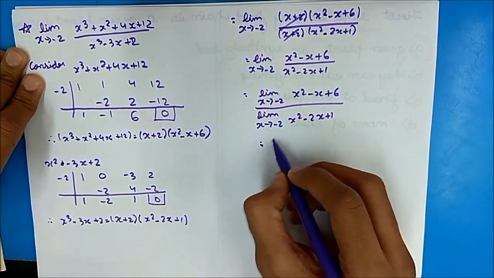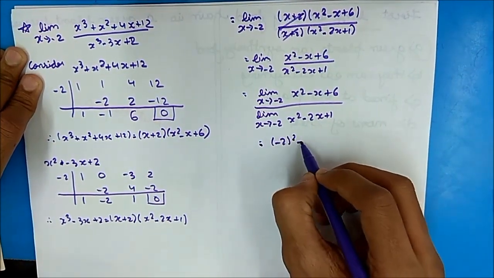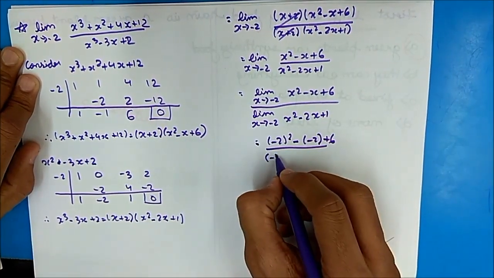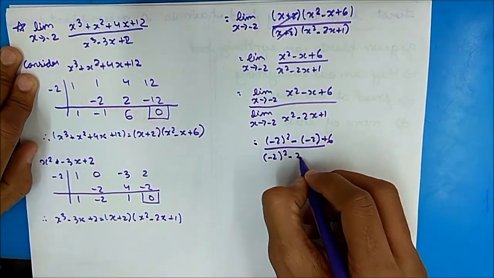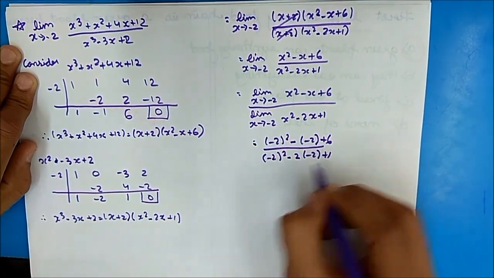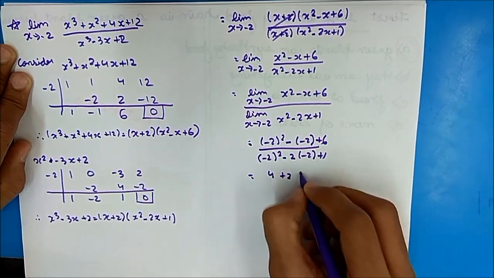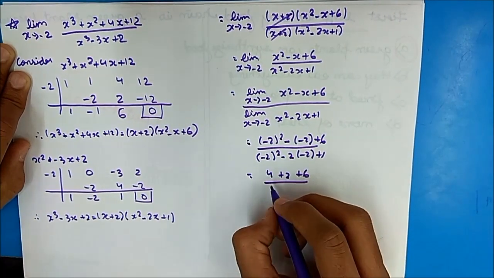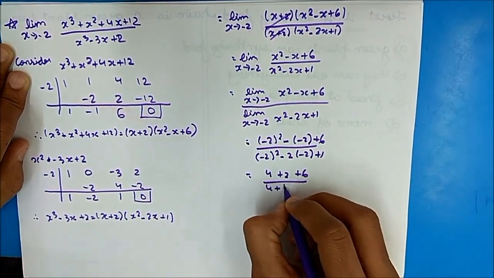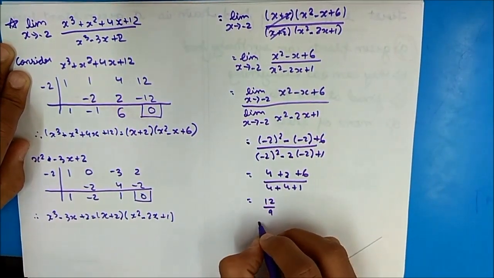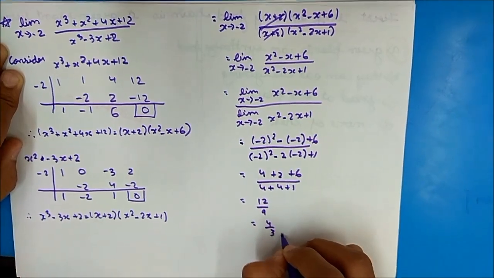That will be (−2)² − (−2) + 6 upon (−2)² − 2(−2) + 1. That will be 4 + 2 + 6 upon 4 + 4 + 1, that is 12 by 9. That will be 4 by 3.